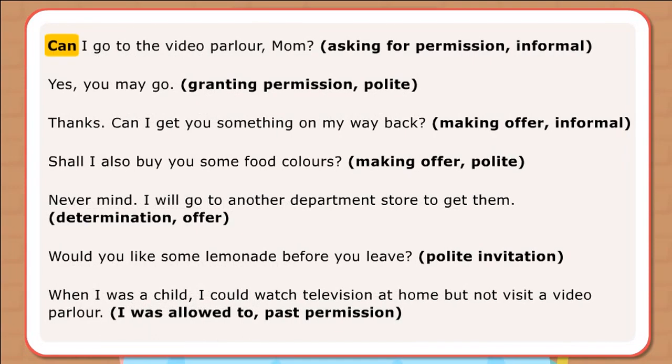Can I go to the video parlor, Mom? Yes, you may go. Thanks. Can I get you something on my way back? Shall I also buy you some food colors? Never mind. I will go to another department store to get them. Would you like some lemonade before you leave? When I was a child, I could watch television at home but not visit a video parlor.